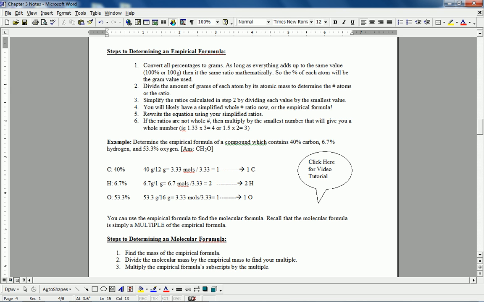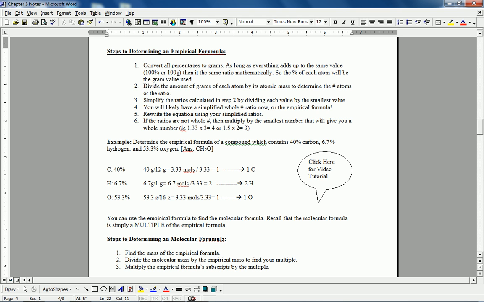It asks to determine the empirical formula of a compound which contains 40% carbon, 6.7% hydrogen, and 53.3% oxygen. This ratio, or these percentages, should be very familiar to you, because we're working with the same numbers so that we become familiar with them and make this whole learning experience come full circle in this chapter. So we take our 40% and make that 40 grams, 6.7% and make that 6.7 grams, and 53.3% and make that 53.3 grams. From there we move on to step two, which is dividing each by its atomic mass, which you can locate on the periodic table.